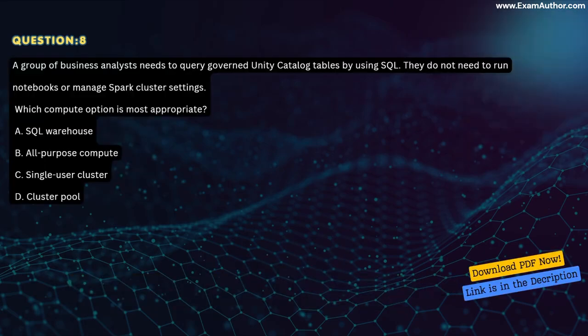Question 8. A group of business analysts needs to query governed Unity Catalog tables by using SQL. They do not need to run notebooks or manage Spark cluster settings. Which compute option is most appropriate? A. SQL Warehouse. B. All-purpose compute. C. Single-user cluster. D. Cluster pool.